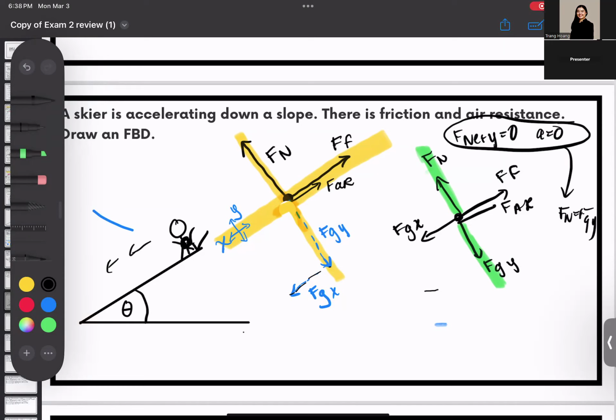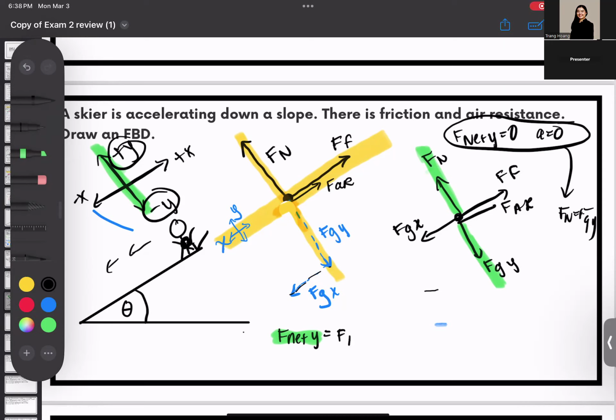So acceleration is equal to 0, which all that means is that Fn is equal to FGY. I'm going to try to make it make sense, okay? This is positive y, this is negative y. This is positive x, this is negative x. When I want to find F net y, I'm finding the total sum of the forces in the y direction. So I take whatever's on the top minus whatever's on the bottom. In this case, it's the normal force minus FGY, the vertical component of the gravitational force, okay?